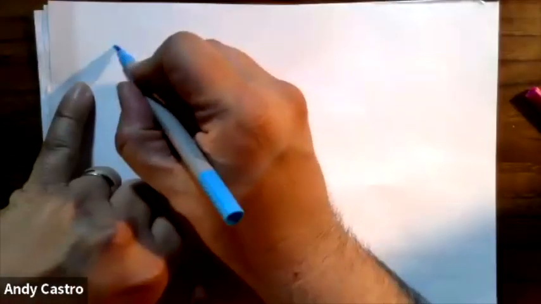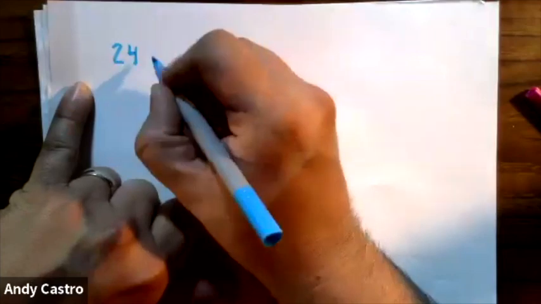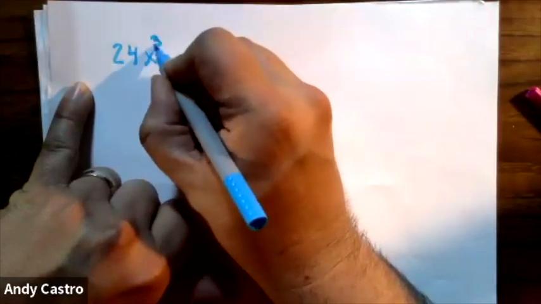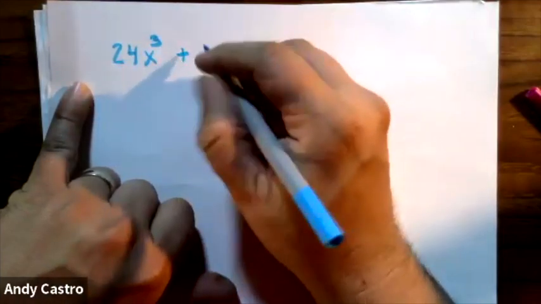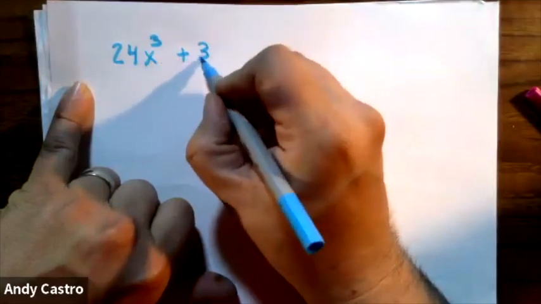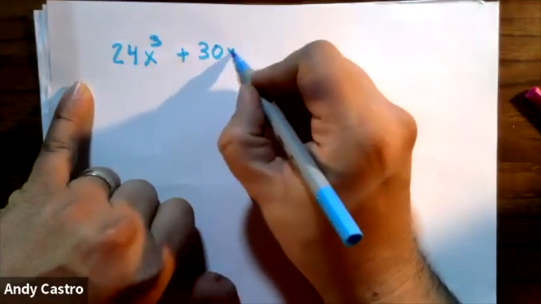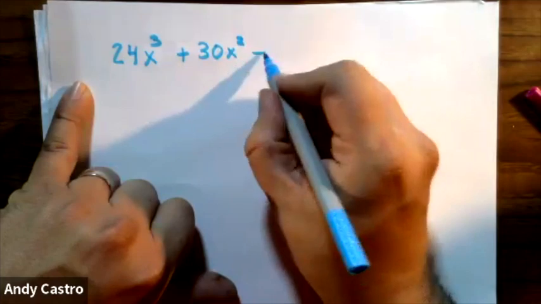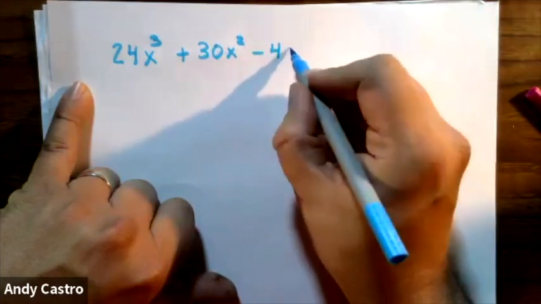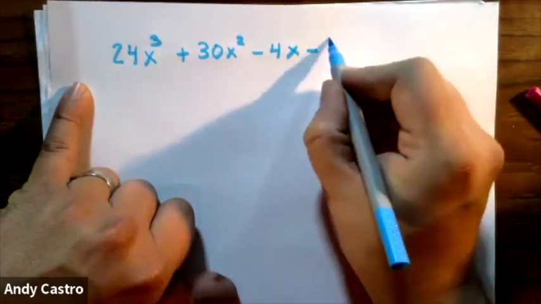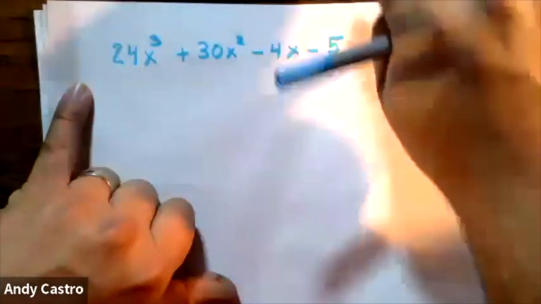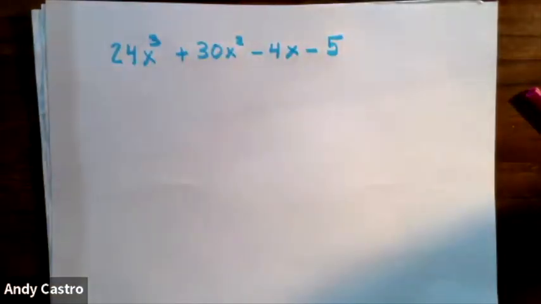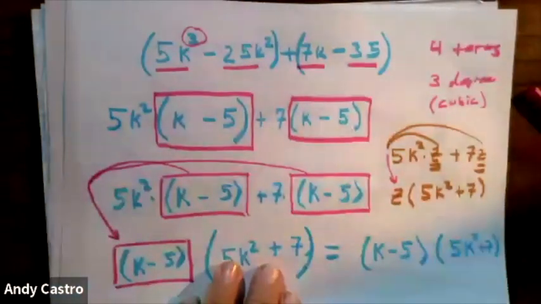Let's do 24x cubed plus 30x squared minus 4x minus 5. All right. Now, I didn't do this on my last one for a particular reason. I'm going to do it on this one.